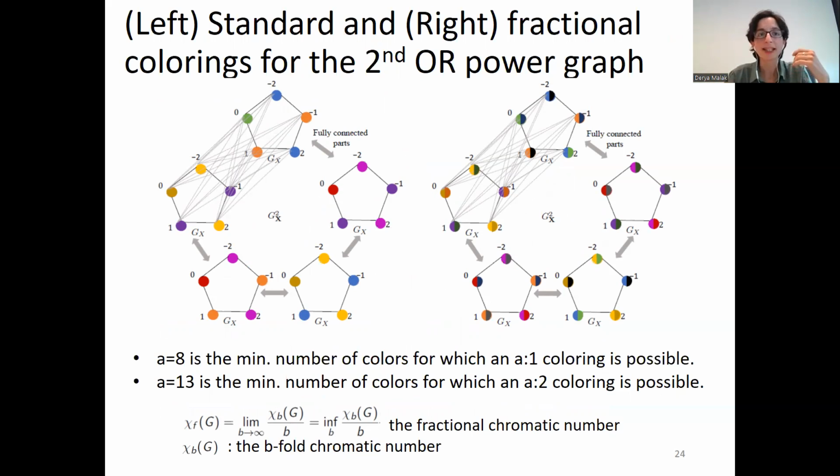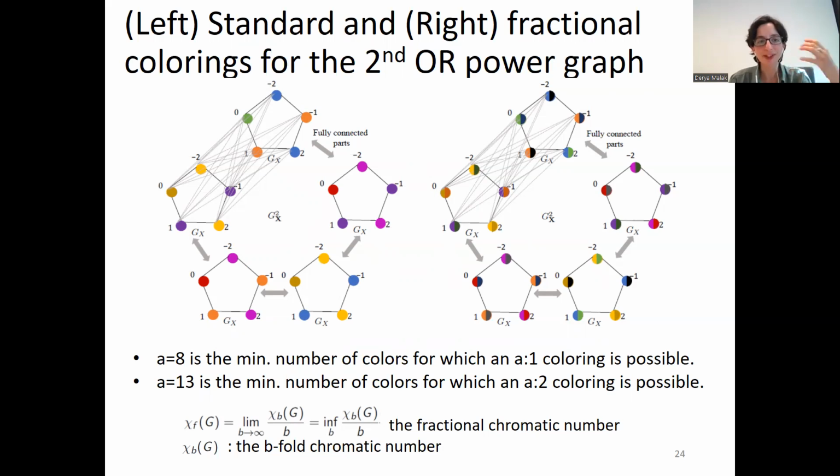So in the example with standard coloring, we know that we need 8 colors, and we can do an 8x1 coloring if we consider the traditional coloring, which is shown in the left figure. But when we consider 2 colors per vertex, I don't claim this is optimal, but it is possible to use 13 colors in total. On average, 13/2 is 6.5, which is less than 8, and this indicates a saving in coloring.